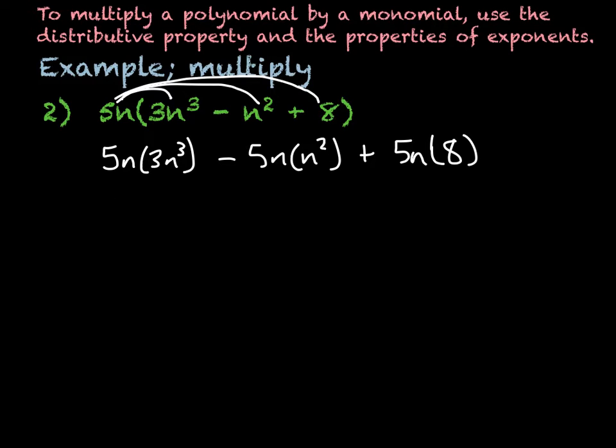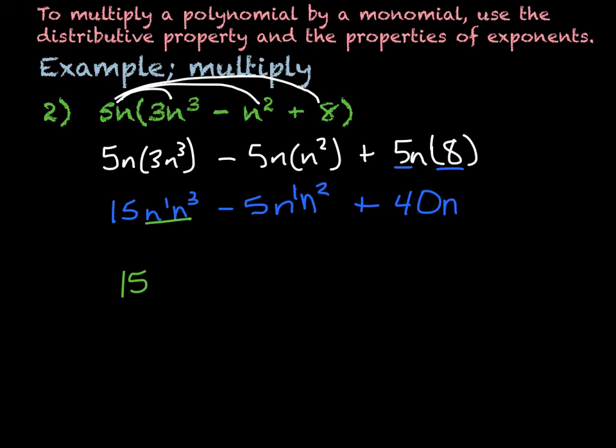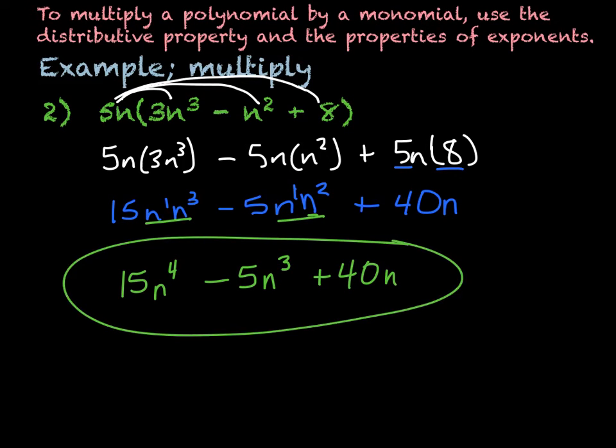So then I have 5 times 3 is 15, and then I have n to the first power, n cubed, negative 5, n to the first power, n squared, and 5 times 8 is 40, n. So when I simplify this, I have 15, and then there are 4 n's multiplied together, so n to the fourth power, minus 5, 3 n's multiplied together, n cubed, plus 40n. And that is your final answer.